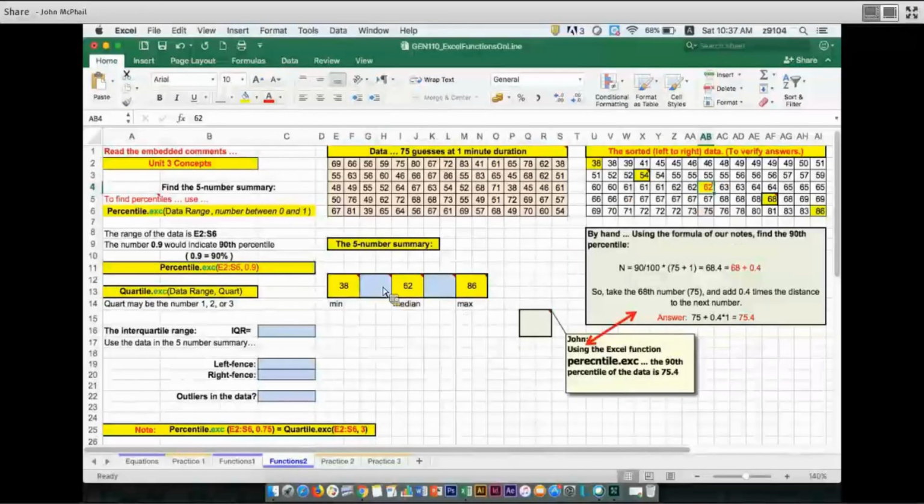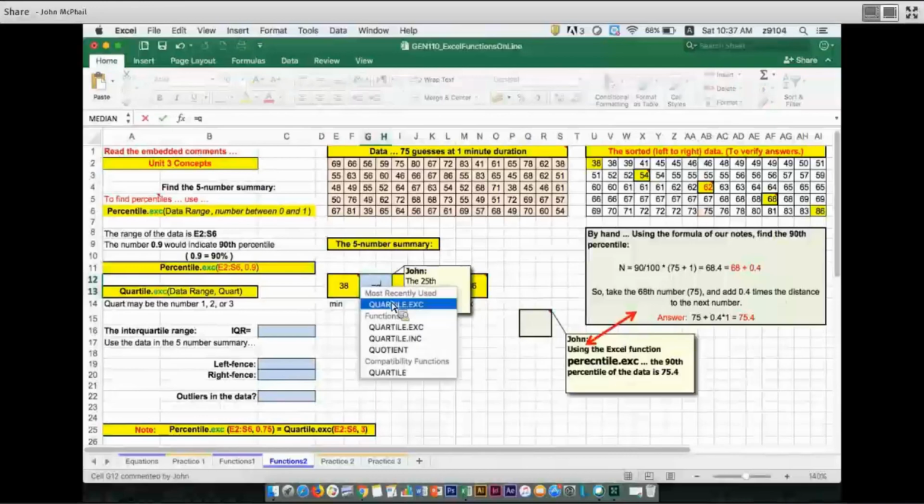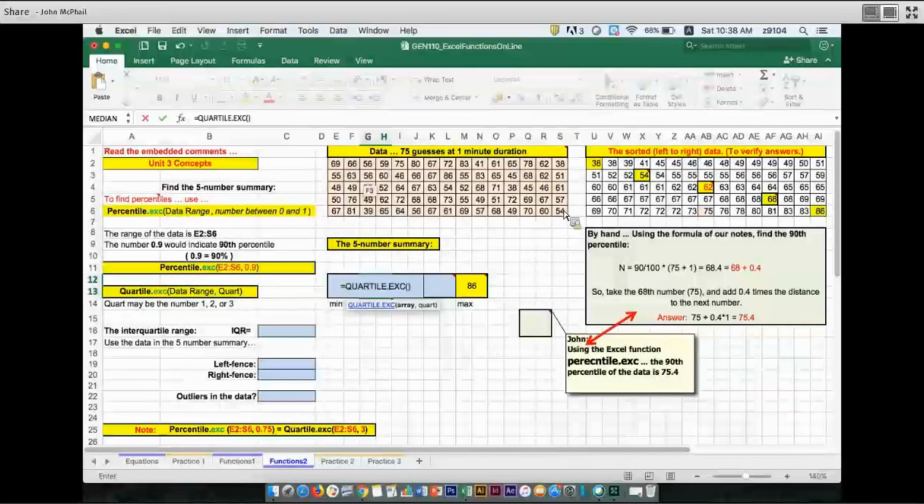Much like a median function, we have a quartile function. We can begin typing it. QUA, the quartile with the extension EXC is the one we use. This agrees with our calculations we do in our notebook in Unit 3. Select this function, supply the data. With a comma, we need another piece of information. We must enter the 1 to show that we want the first quartile.